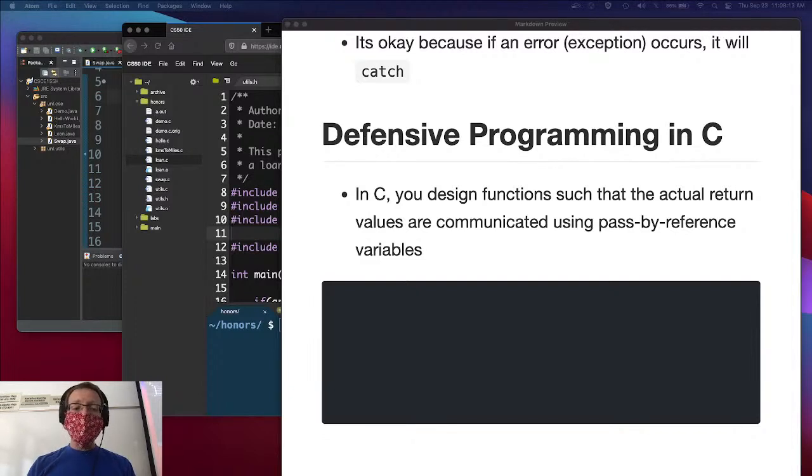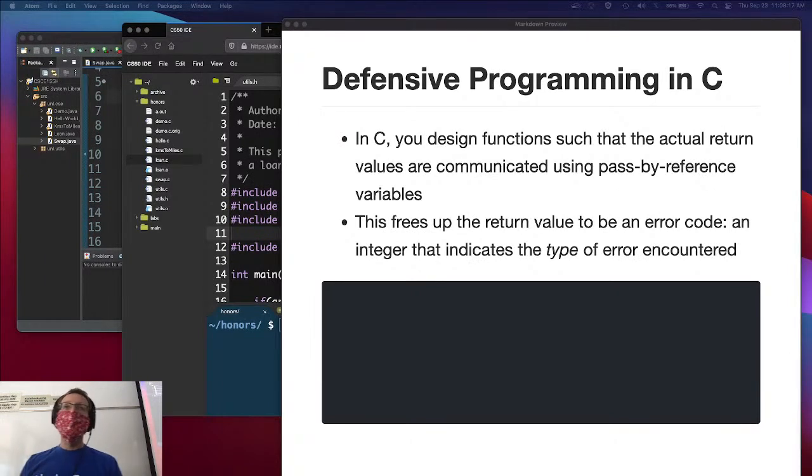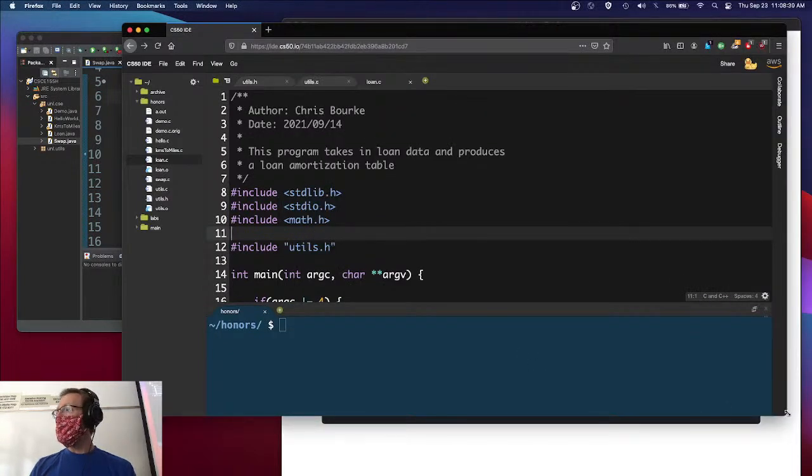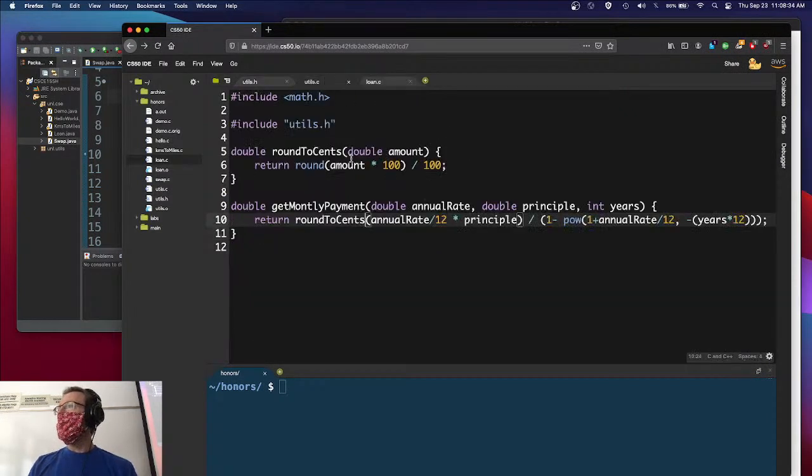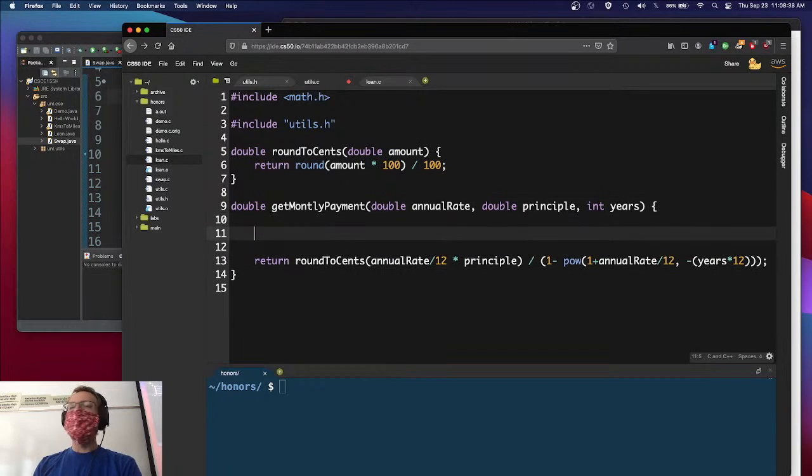So because it's been freed up, again, you can make it into an integer function that returns what type of error might have occurred, right? And again, in general, 0 indicates no error, and we don't want to use magic numbers. So let's go ahead and just jump right into this as a demonstration. I'm going to go over here to utils.c, and let's think about this in terms of this function.